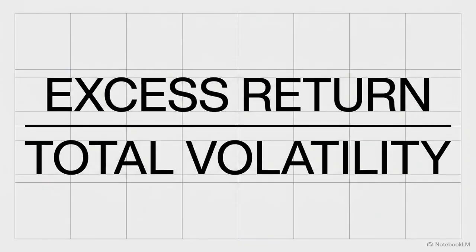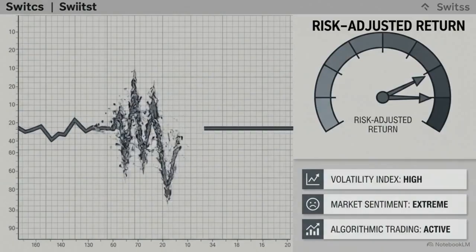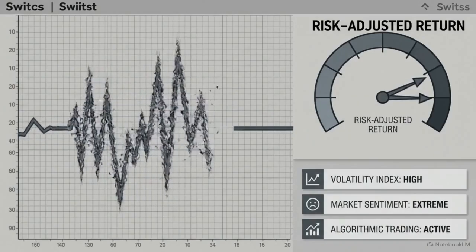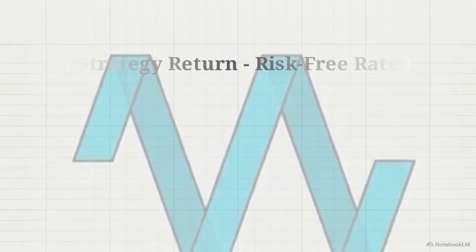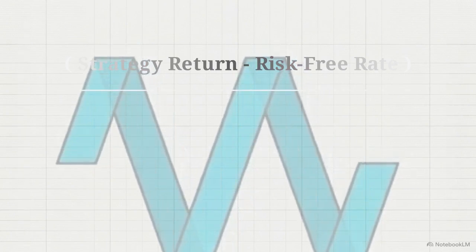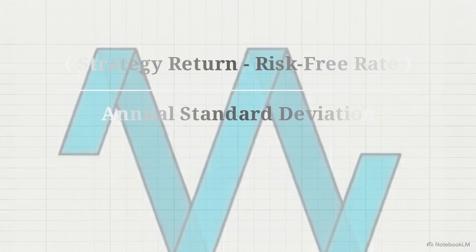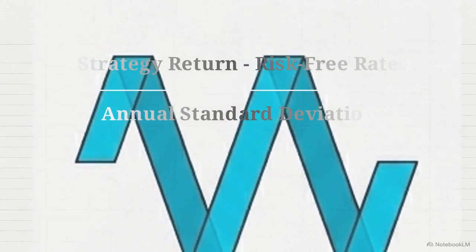This brings us to the Sharpe ratio. It is the industry standard metric used to calculate exactly how much excess return a strategy yields for every unit of risk taken. The formula starts by isolating true profit. We take the strategy's total net return and subtract the risk-free rate. Next, we divide that excess profit by the annual standard deviation. This accounts for total volatility, measuring the size of the price swings experienced.